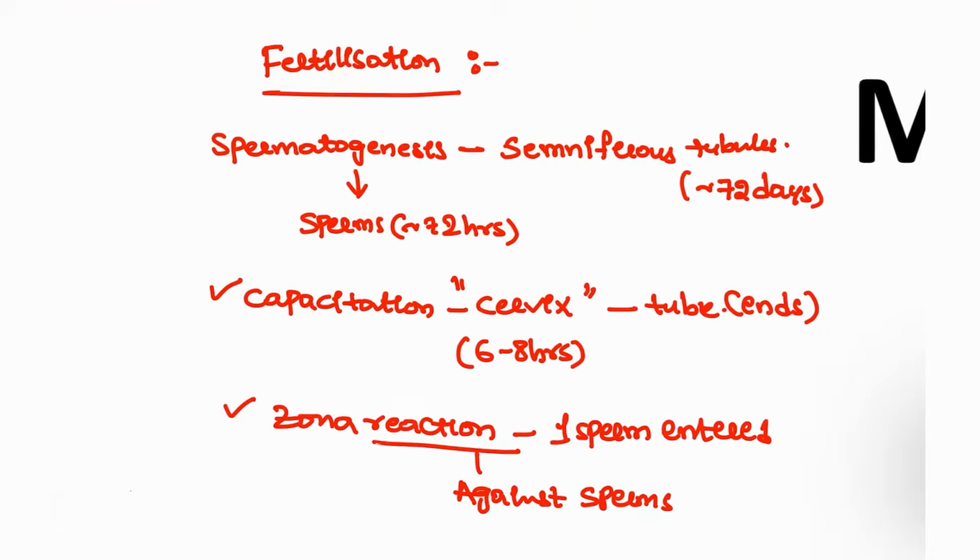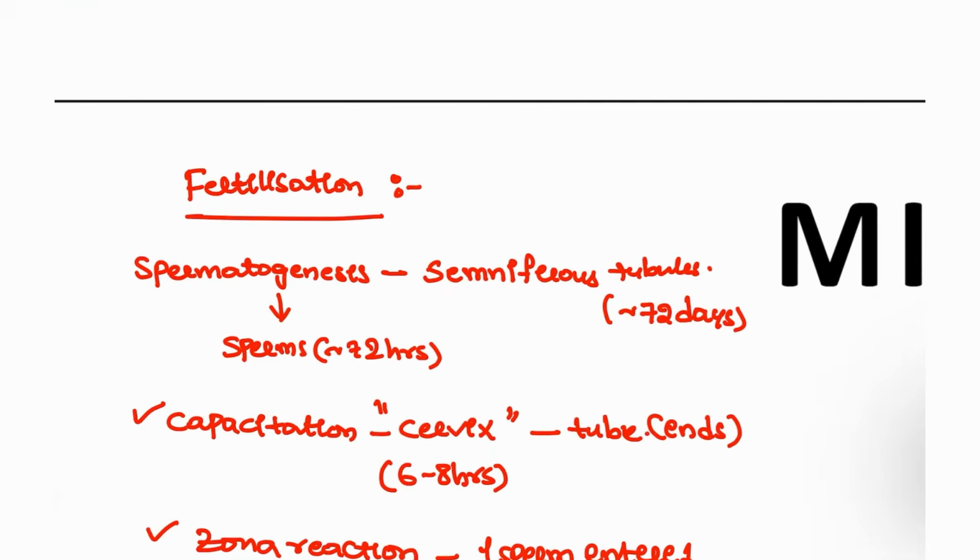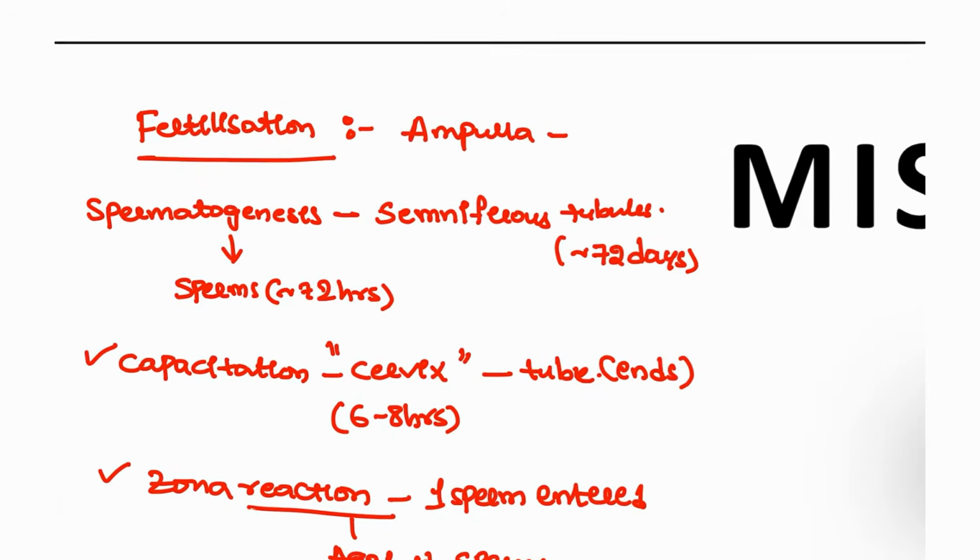Next, fertilization events: where are they going to occur? The answer is the ampulla of the fallopian tube. The ampulla of the tube, that is where this event is going to happen.